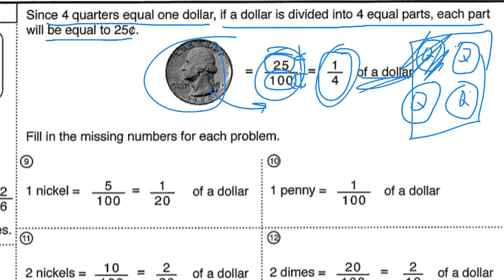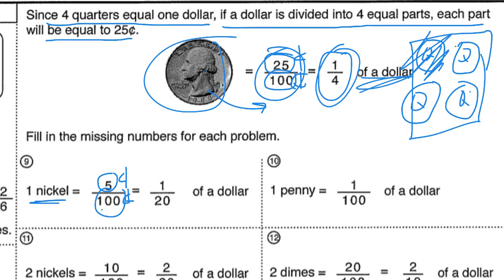All right, here we go, down to number 9. These get a little tricky. You might want to pause the video and give yourself a chance to think about this stuff if you're getting stuck. 1 nickel is equal to 5 out of 100. I want you on your paper right now to write cents next to each one of those. Go ahead and do that. And then when I check your papers, I will know that kids are paying attention, because that's 5 cents out of 100 cents that makes a dollar.